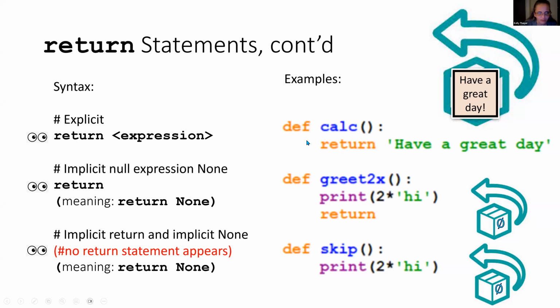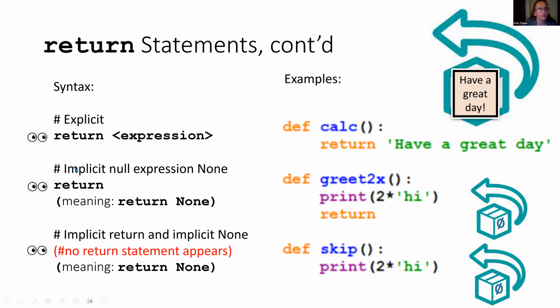So it's very easy to figure out what's going on here, because we can see the return right here and there's an expression after it. And so this means that the expression after it, which happens to be a string, is what goes in that Amazon box, and that is what gets sent out from the function.